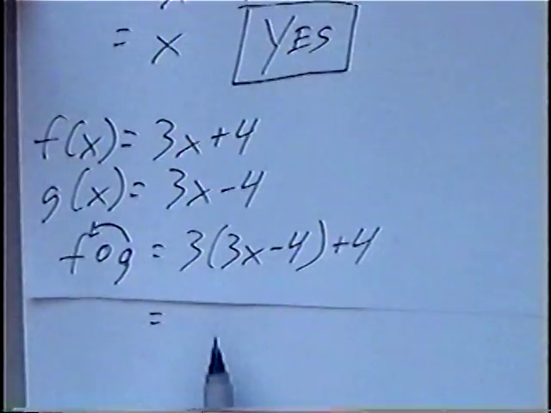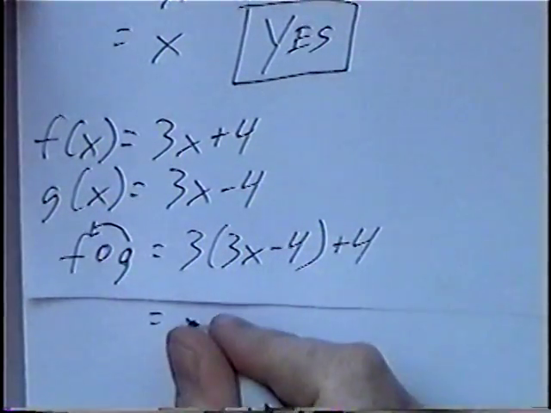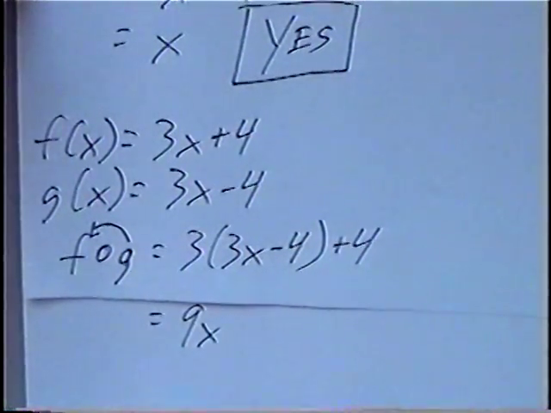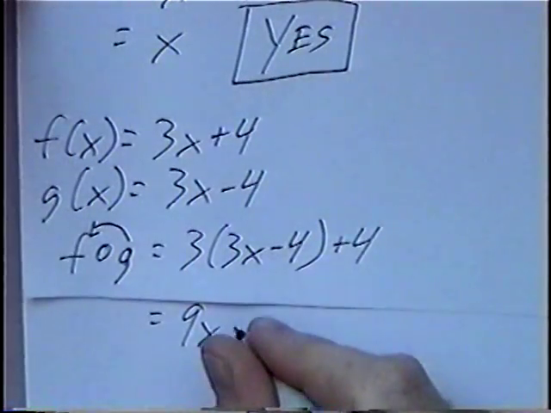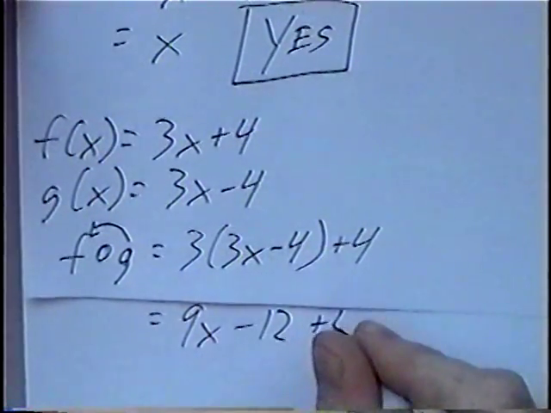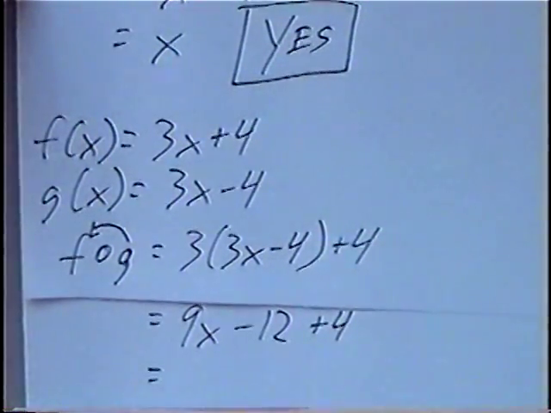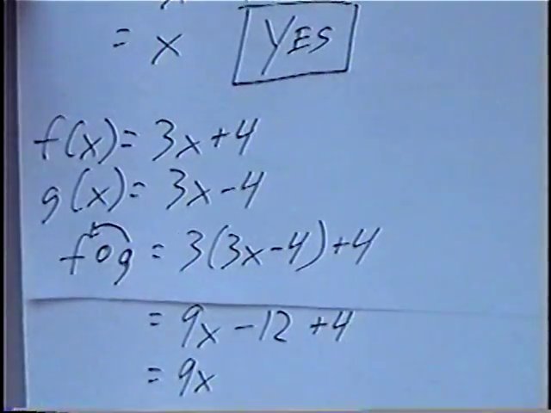Simplifying from here, 3 times 3x would be 9x. And 3 times a negative 4 would be negative 12 plus 4. And simplifying, we'll have 9x minus 8.